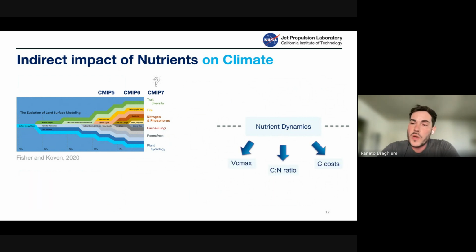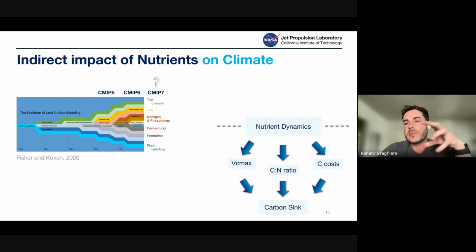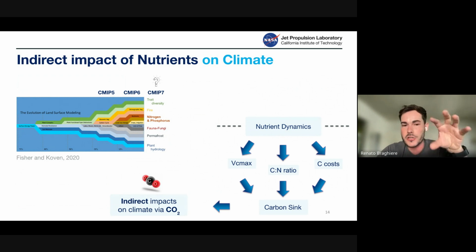And so the way we think nitrogen impacts climate is by impacting, for example, Vcmax or CN ratios, or the carbon cost of acquisition of nutrients, or changes in soil biogeochemistry. And so all these things impact climate indirectly via the carbon sink. So nitrogen impacts the carbon sink, which will impact the climate indirectly.